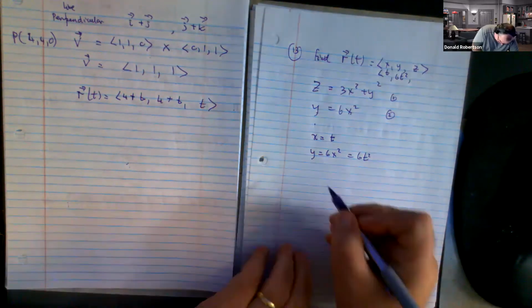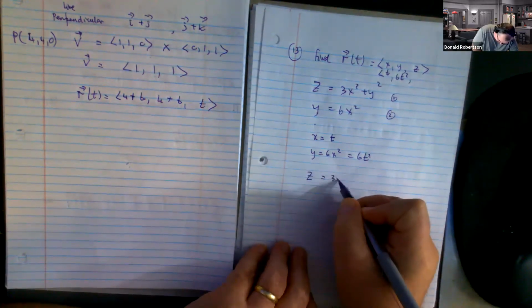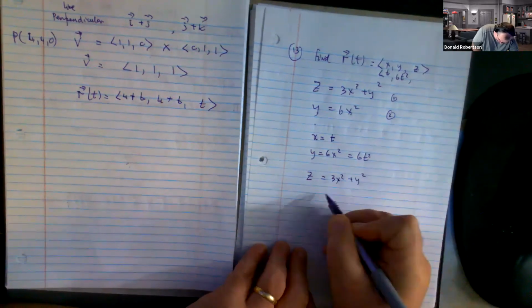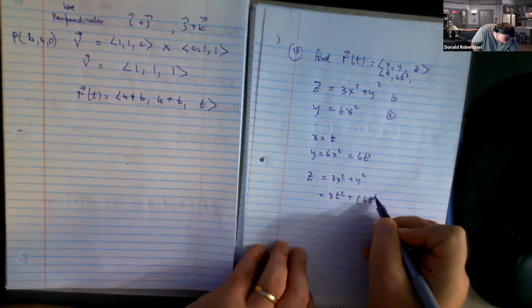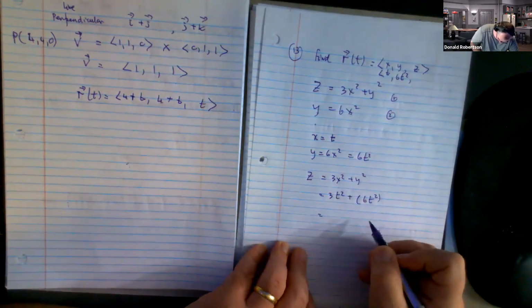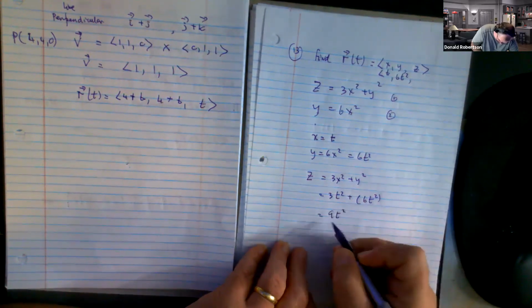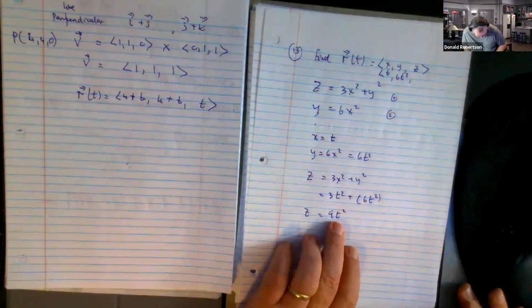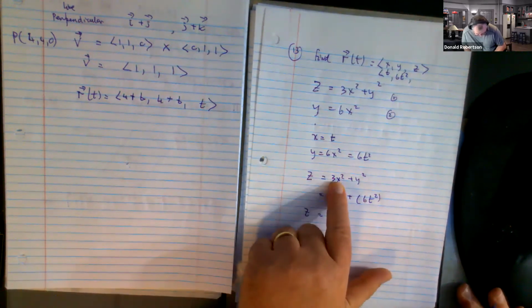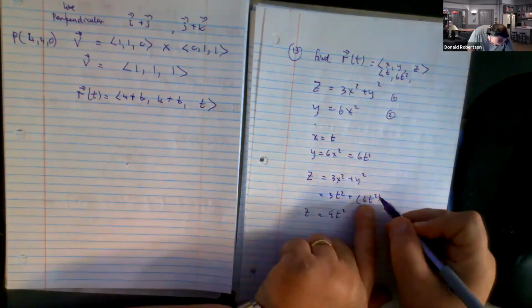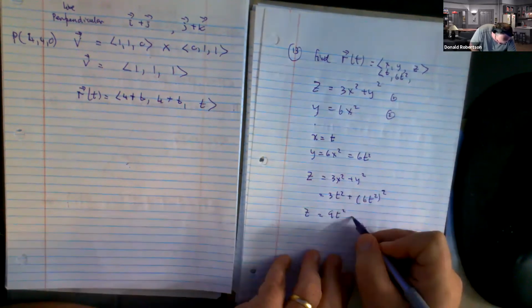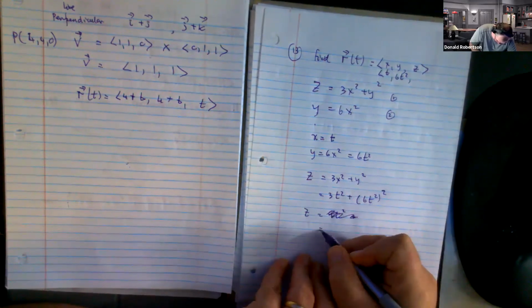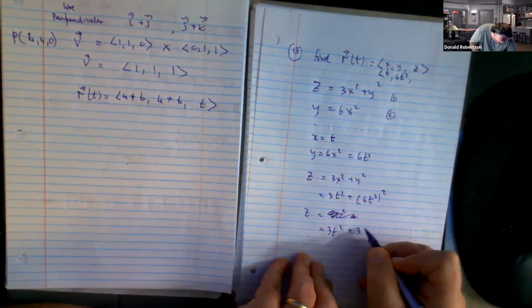Yeah, you're right. I now know that z is 3x squared plus y squared, which means it's 3t squared plus 6t squared squared, which is 9t squared. Would it be... check that. 6t squared squared? Oh, no, yeah, you're right. So it would be 3t squared plus 36t to the 4.